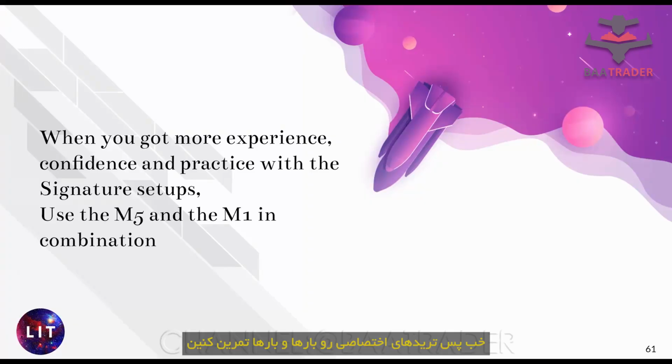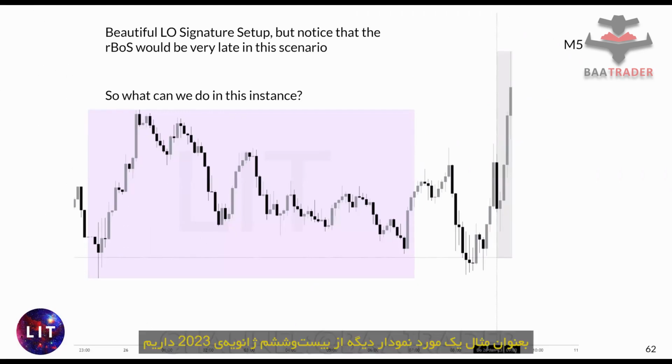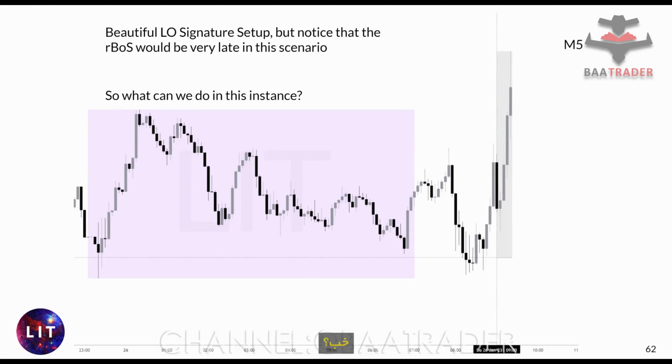So practice the signature trades over and over again, and when you've got more experience, confidence, and practice with the signature setups, then you also, of course, could go from the M5 to the M1 and use that as a combination. So let's dig straight into an example of how you can do that. For example, we have another chart example from the 26th of January 2023.